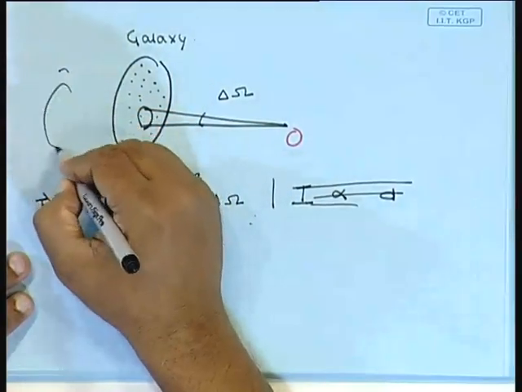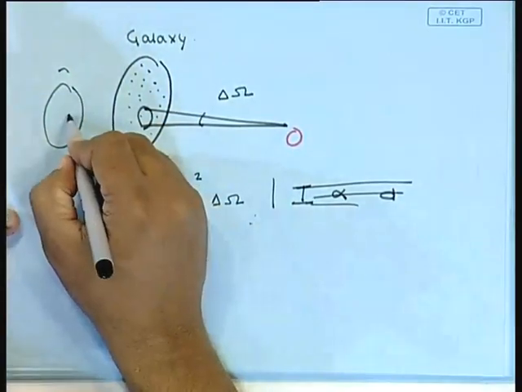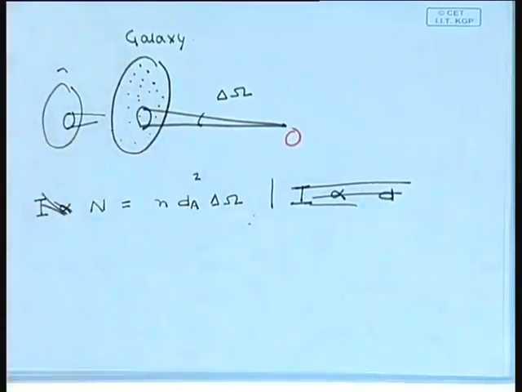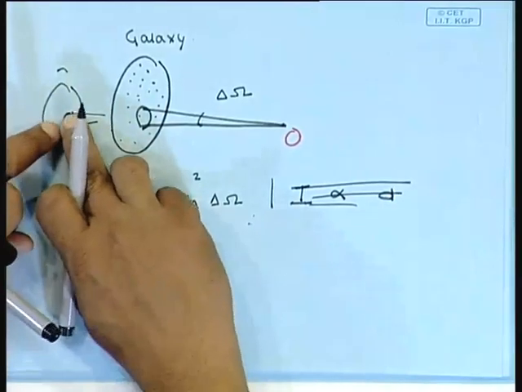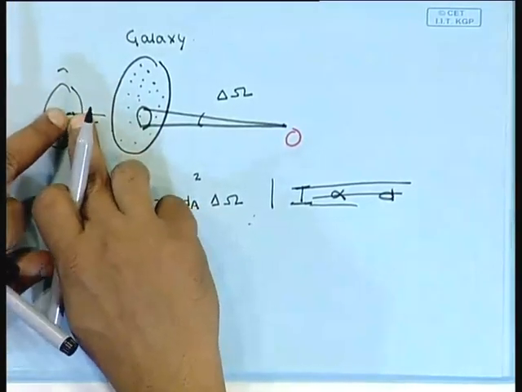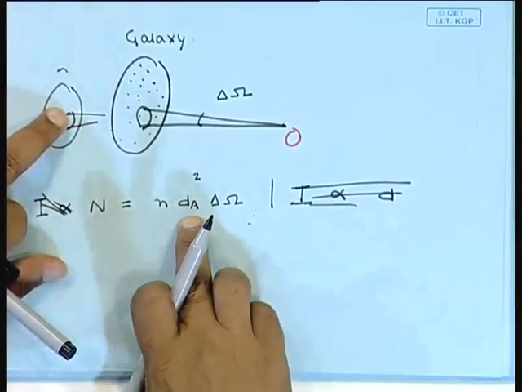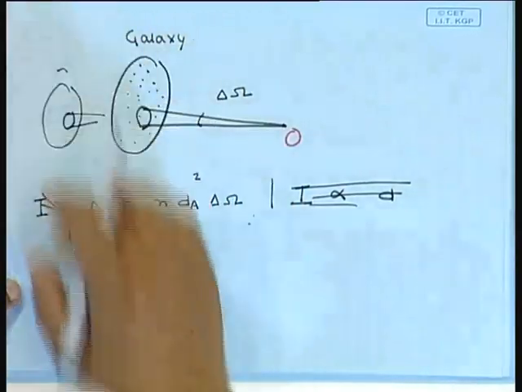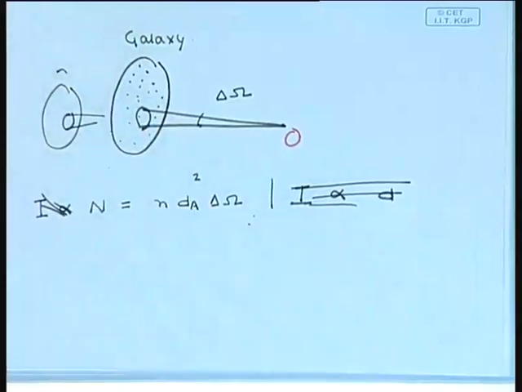Okay. So this is another galaxy. This is the same solid angle, but at a different distance. So the number of stars inside this region is going to be larger, because this d squared is larger. So the further away the galaxy is, for the same solid angle, there are going to be more stars.